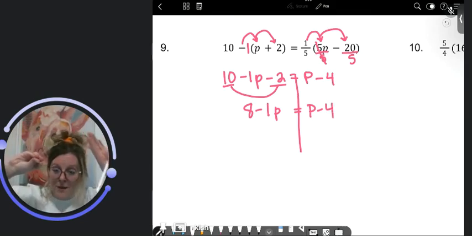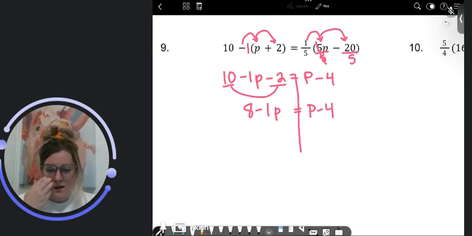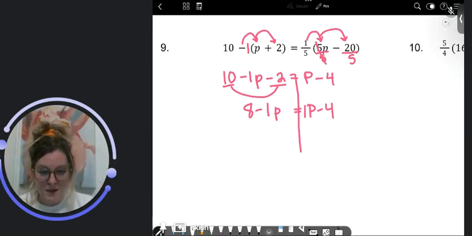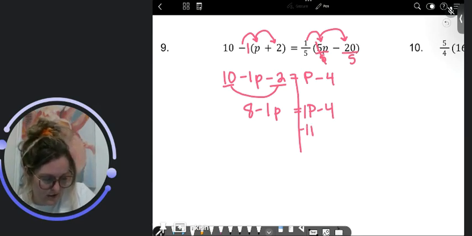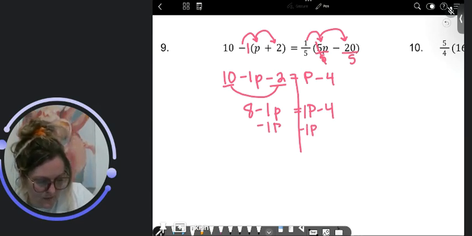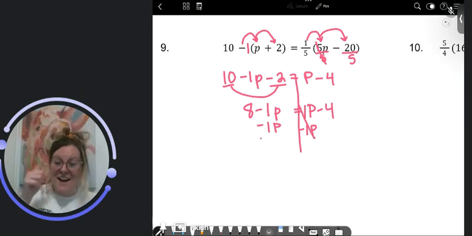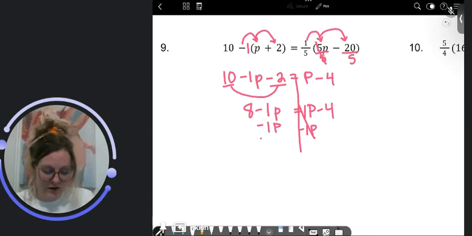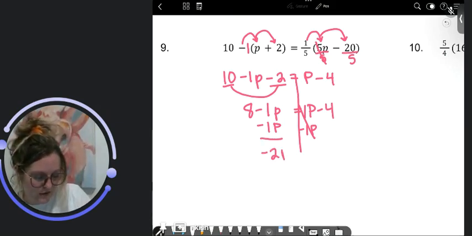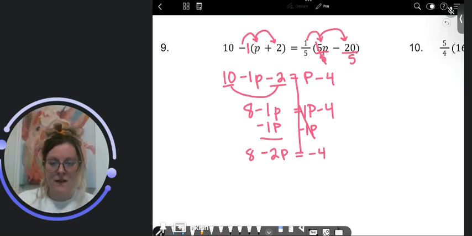Now I'm going to move all of my P's to one side. This is really 1P, so I'm going to subtract 1P, subtract 1P. All right, on this left side, be careful, it ain't 0. -1 minus 1 more gives you -2P's. The 8 comes down, the -4 comes down.